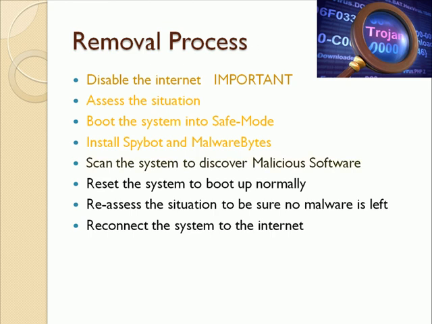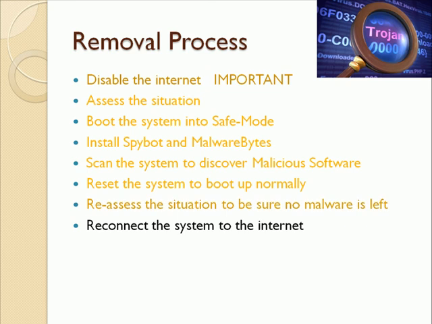Once installed, we scan the system to discover malicious software, which could take anywhere from 5 to 30 minutes. After it completes, the system will be queued to reset. After it resets, it's going to boot back up into safe mode, which we don't want it to do anymore. So we open msconfig and take off the minimal boot option so that the system boots normally. Once back into Windows, we reassess the situation to make sure no malware is left. Once all these things have been done, we reconnect the internet to the system and perform the standard updates.